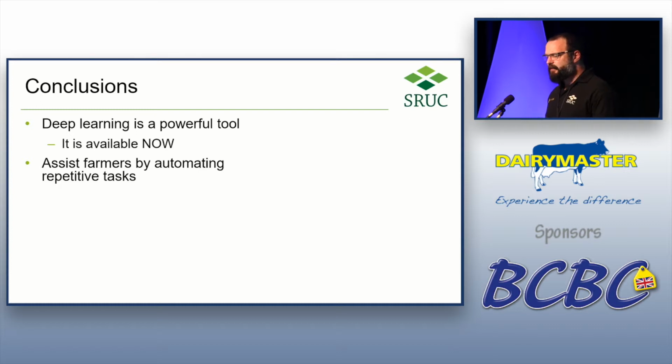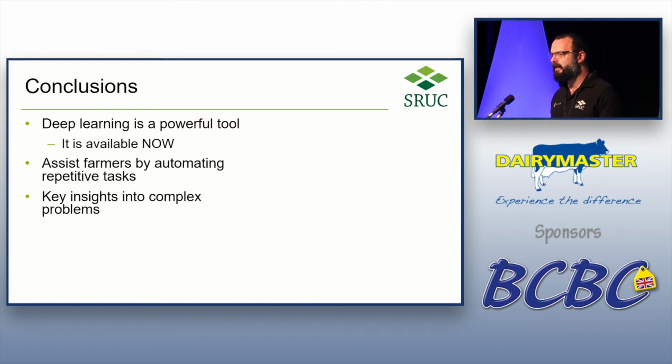And as I said, this will assist farmers by automating repetitive tasks. It can give us key insights into complex problems. You'll hear Scott talking about TB, which is a complex problem, and we can maybe find more answers by using deep learning and analyzing data. And we can repurpose all data, and this is really important.